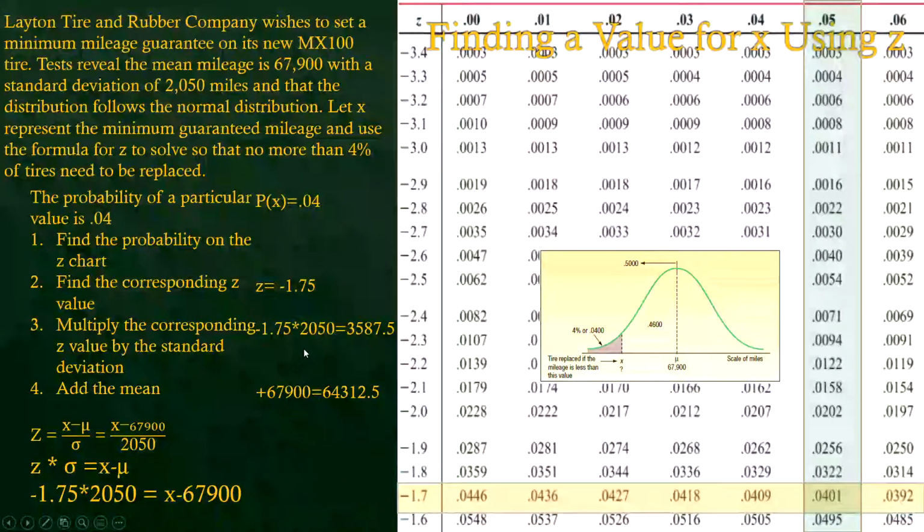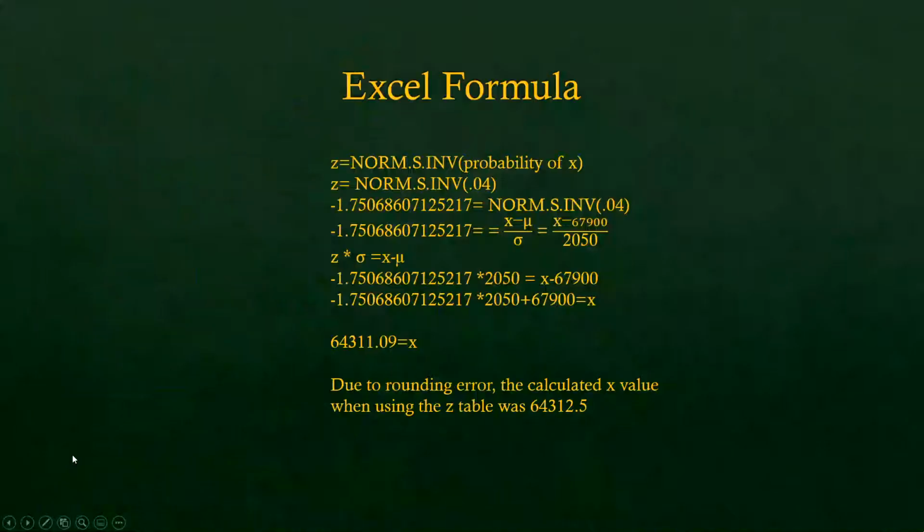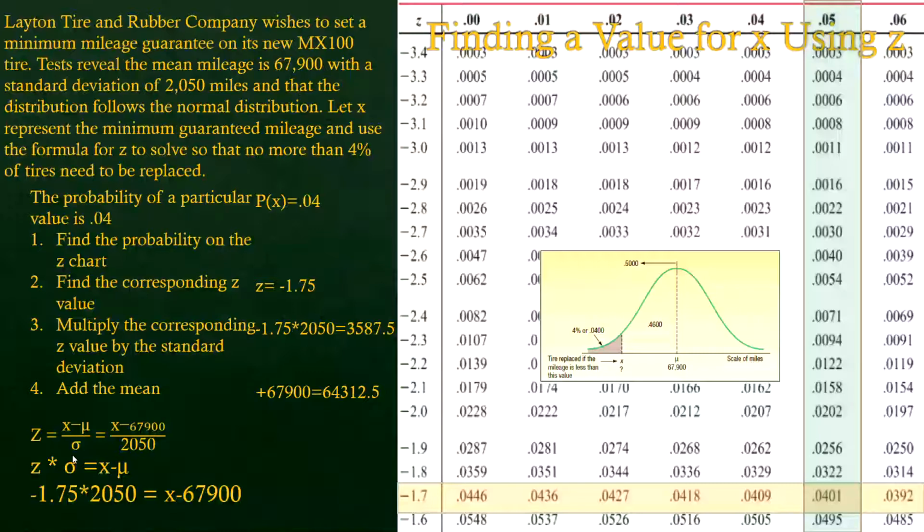Which gives us the value of, sorry, my camera's in the way, 3,587.5. Then once you get that 3,587.5, you add the mean, which gives you this final value of 64,312.5. And if you look right down here, I worked it all out in much more of a concise manner.